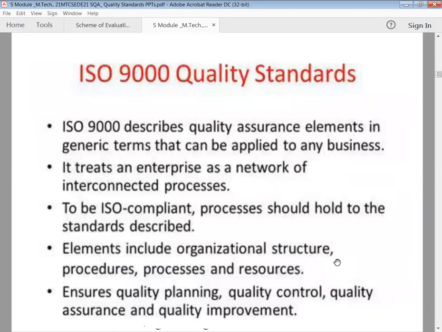So what do ISO 9000 quality standards mean? It describes quality assurance elements in generic terms that can be applied to any business. So it gives generalized guidelines for any business quality standards. It treats an enterprise as a network of interconnected processes. So if you have a big organization, an enterprise, there is a lot of difference between a company, say, and they usually will say LLC. You might have come across so many keywords with a similar meaning.